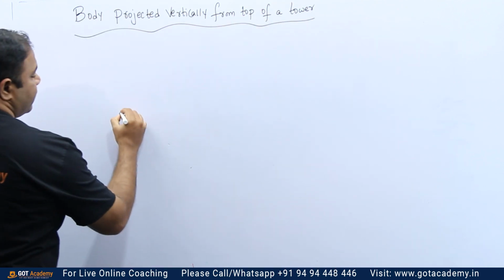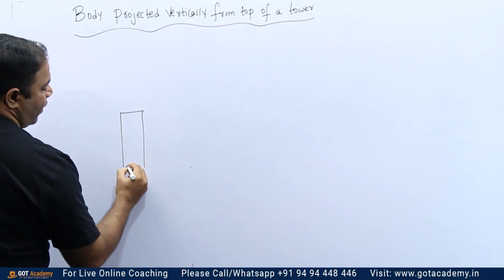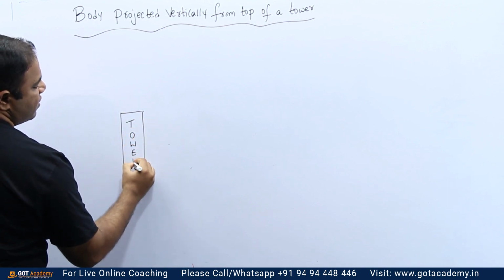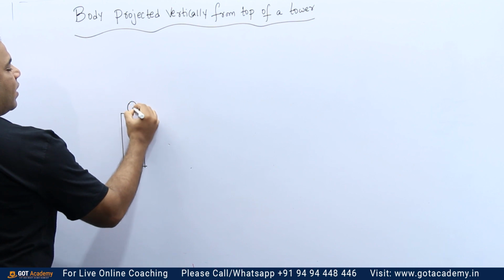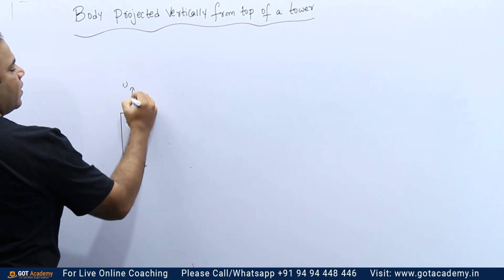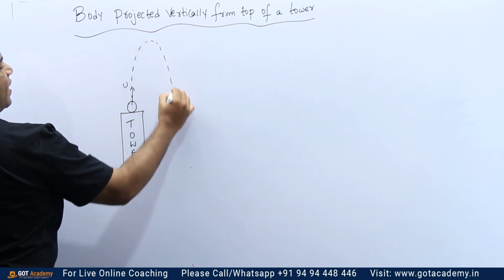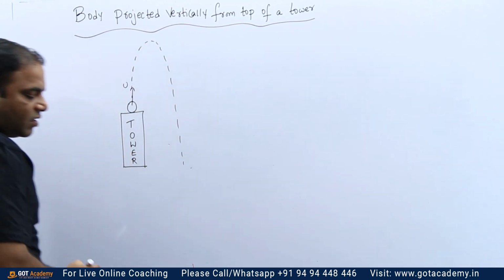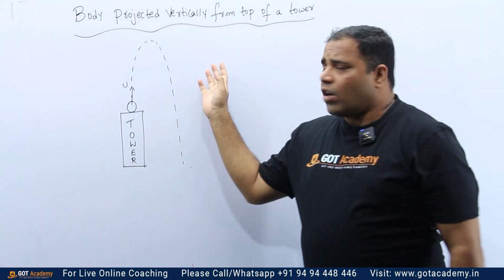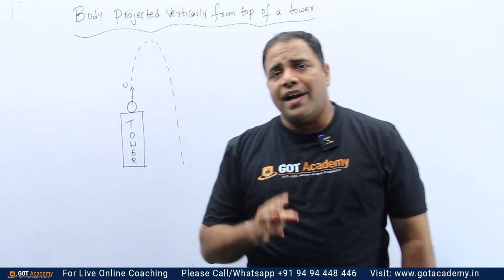So here I am taking a tower like this. T-O-W-E-R, this is tower. From the top of a tower, you are throwing a body with a velocity u. It reaches some height, and again it drops like this. So this is the concept we are going to study. Now if you observe, this concept can be applied in three different cases.